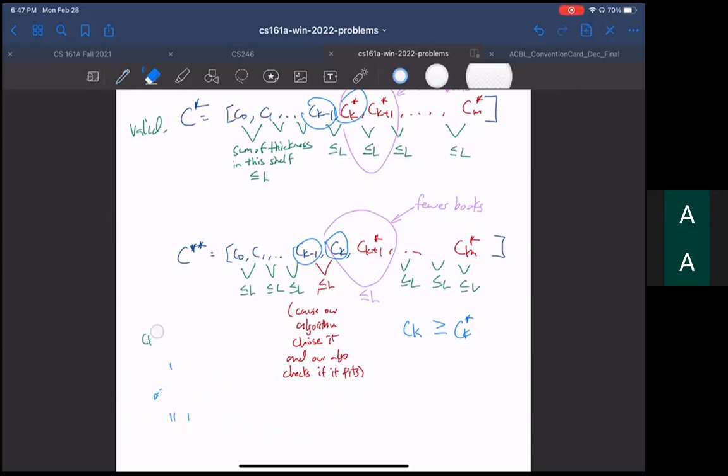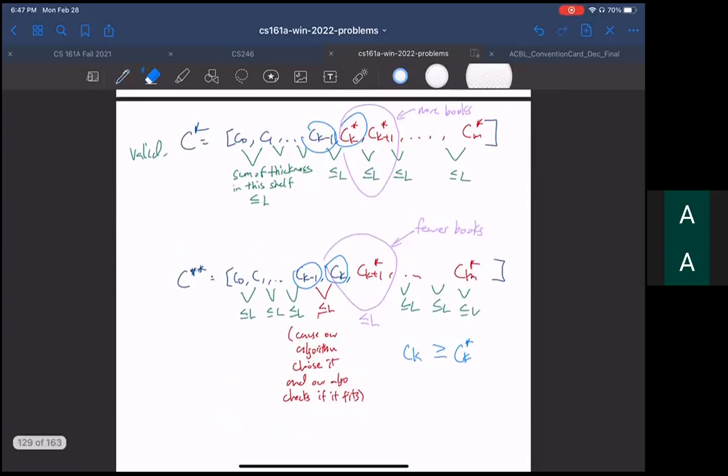Okay. All right. So because that is the case, we know that on the bottom one, that purple circle, there are fewer books in that circle than the books in the top circle, right? It's basically the exact same books, but some of the books were moved to the bottom shelf because our algorithm tried to pack as many as possible. So because of that, we know that the bottom one has fewer books than the top one. So if the top one has sum of thicknesses less than or equal to L, then the bottom one also has sum of thicknesses less than or equal to L.